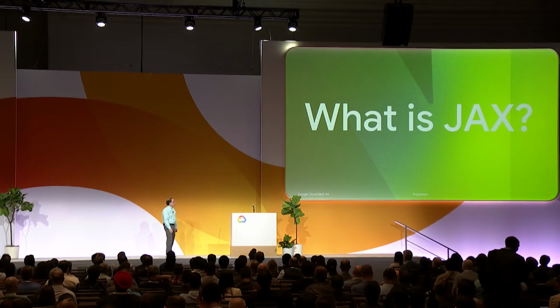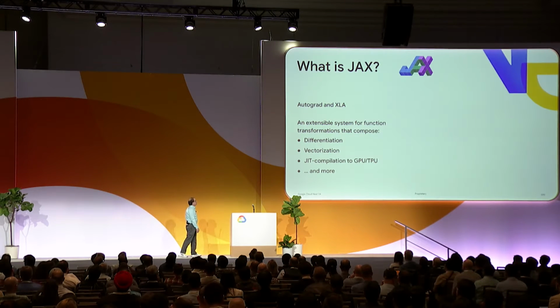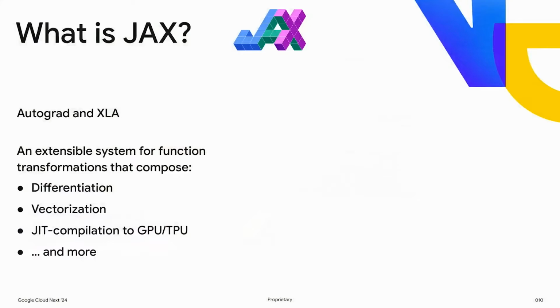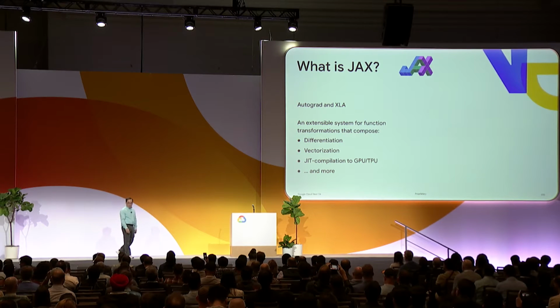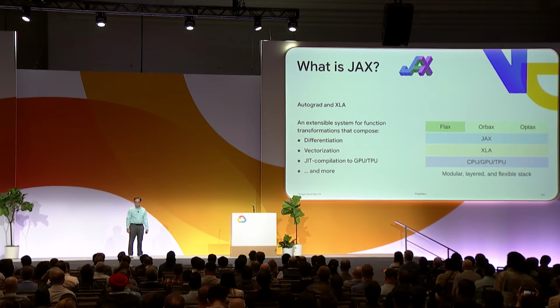So I mentioned JAX a couple times. What is JAX? Well, in a nutshell, JAX is autograd, so automatic gradients, and XLA. That includes differentiation, vectorization, and a just-in-time compile that's really focused on GPUs and TPUs, which becomes incredibly important. We'll talk a lot about that. And composability is a big aspect of JAX as well.